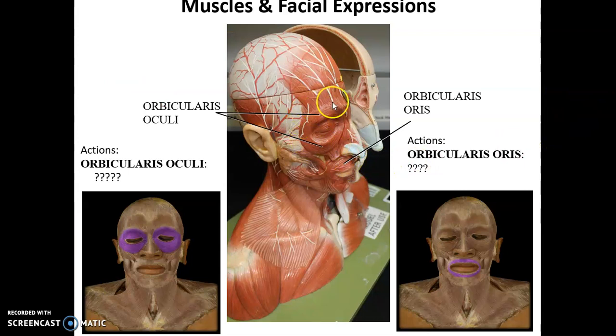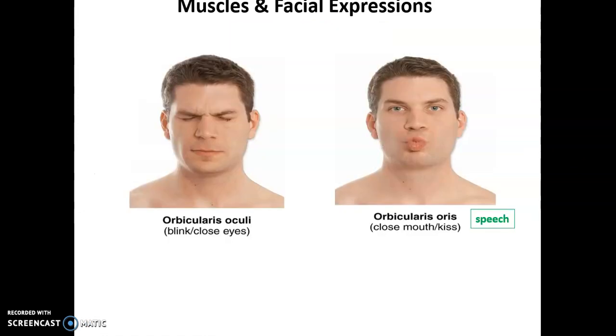Then we have orbicularis oculi and orbicularis oris. So there's two orbicularis oculi, one going around each orbit, and then one orbicularis oris going around the mouth. These are circular muscles. They insert into themselves. And what do they do? Well, orbicularis oculi will allow you to blink or close your eyes, while orbicularis oris will allow you to close your mouth, and if you contract it strongly enough, even get sort of a kissy face. Because, of course, being able to open and close the mouth is useful during speech.